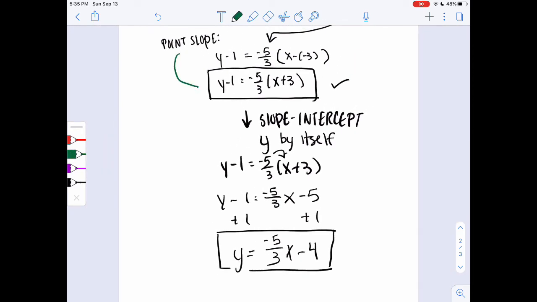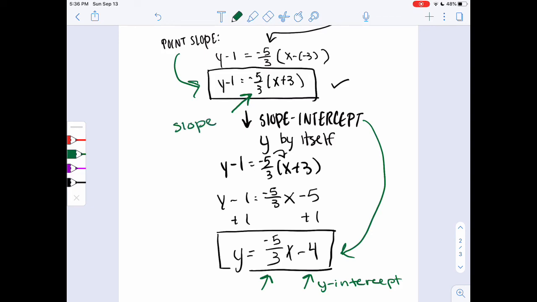So here was point-slope form, and here was slope-intercept form. Slope-intercept form quickly tells you the slope and the y-intercept. Point-slope form immediately tells you a slope and a point on the line.